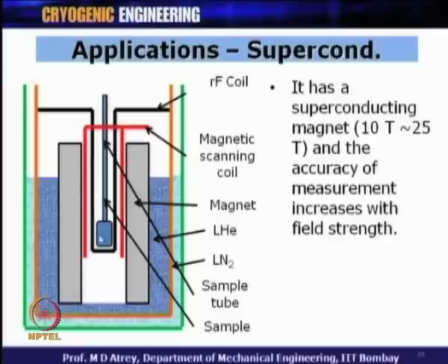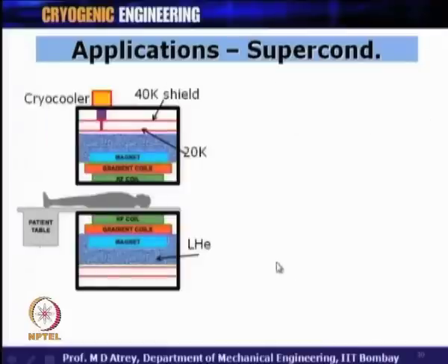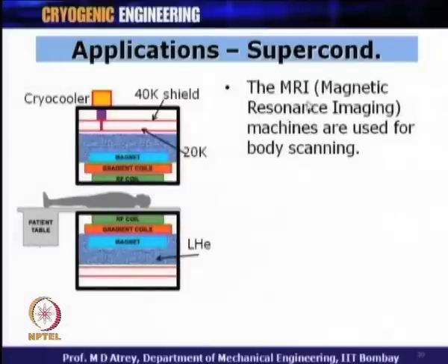Higher the magnetic field, better is the structure that is visible to us, and therefore, the need of superconducting magnet in this case. Similar to that, we have MRI, which is magnetic resonance imaging, and this is again used for body scanning. As you can see in the picture over here, this is a magnet, and then we have different coils which take a signal of this person sitting over here. MRI is meant for basically body scan, while NMR is meant for chemicals.